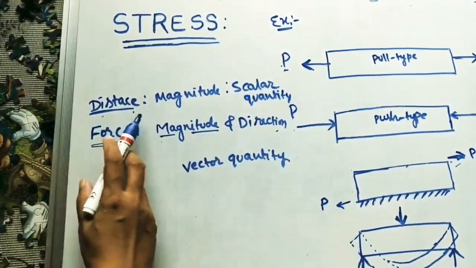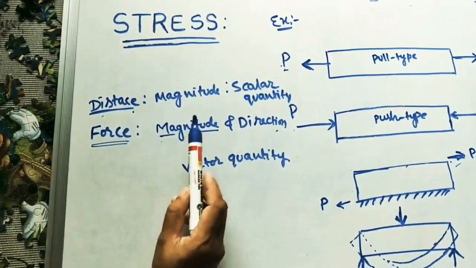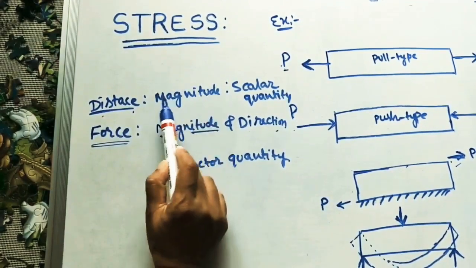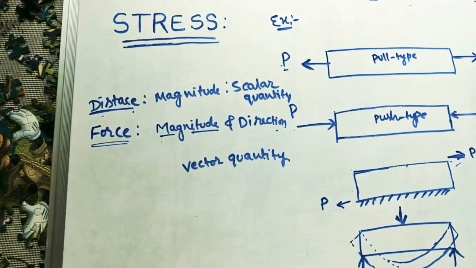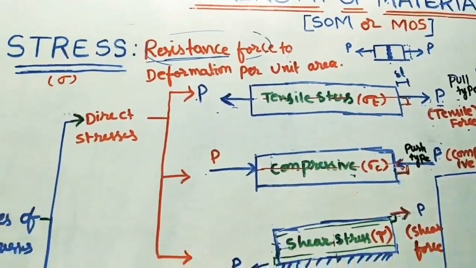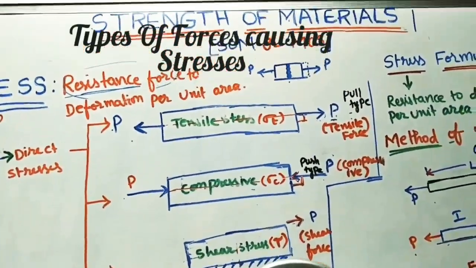Another example of a scalar quantity is pressure. For pressure also we are giving only the magnitude, 25 bar, 30 bar, like that. We are not giving the direction for it. Main important point: what are the types of forces?